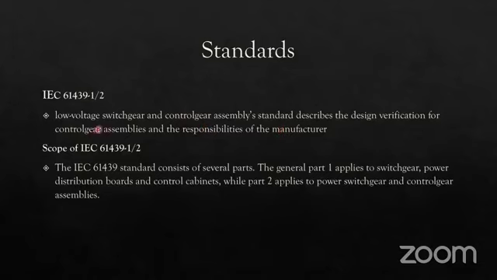All these switchgear and controlgear assemblies have some defined rules: how you can assemble the controlgears, how you can define the size and everything, and how you will have some space between two controllers. Those are the standard thumb rules defined in the standard 61439. 61439 consists of several parts. Part 1 applies to switchgear and part 2 applies to switchgear assemblies. So there are two standards in this 61439 itself.